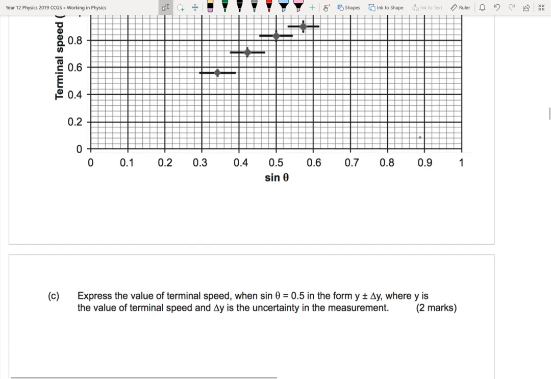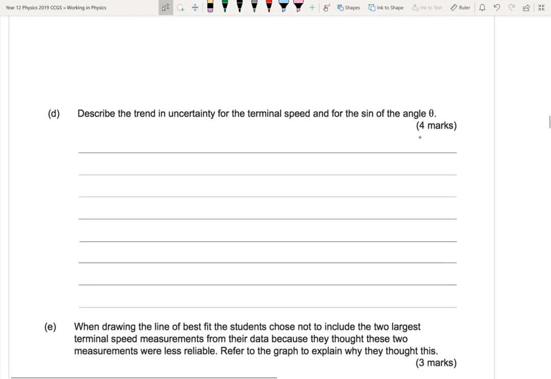Now have a look at question number D, 4 marks. All you had to write is pretty much what I said. As sine theta increases, the absolute error of sine theta decreases, and that was worth 2 marks. And then as the terminal velocity increases, the absolute uncertainty of the terminal velocity increases. 2 marks. So 4 marks, 4 minutes of the exam, you could get that written down.